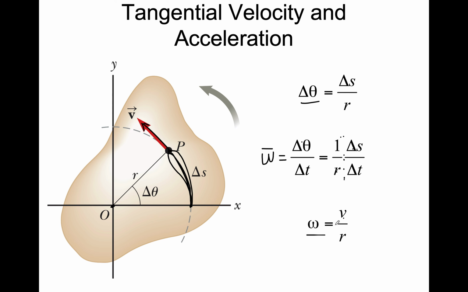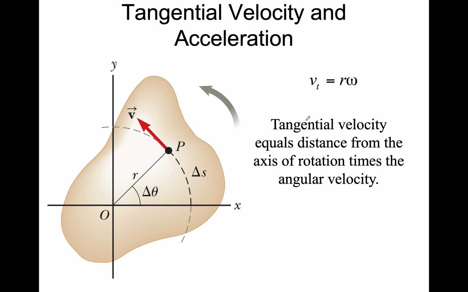So we find out the relation between angular velocity and tangential velocity. Angular velocity is tangential velocity divided by r. So on the other hand, of course, tangential velocity should be given by r times omega, r times angular velocity. Tangential velocity equals the distance from this point to the rotational axis times the angular velocity. So this is our first conclusion. We can relate the kinematic variables of angular rotation to linear motion: tangential velocity.